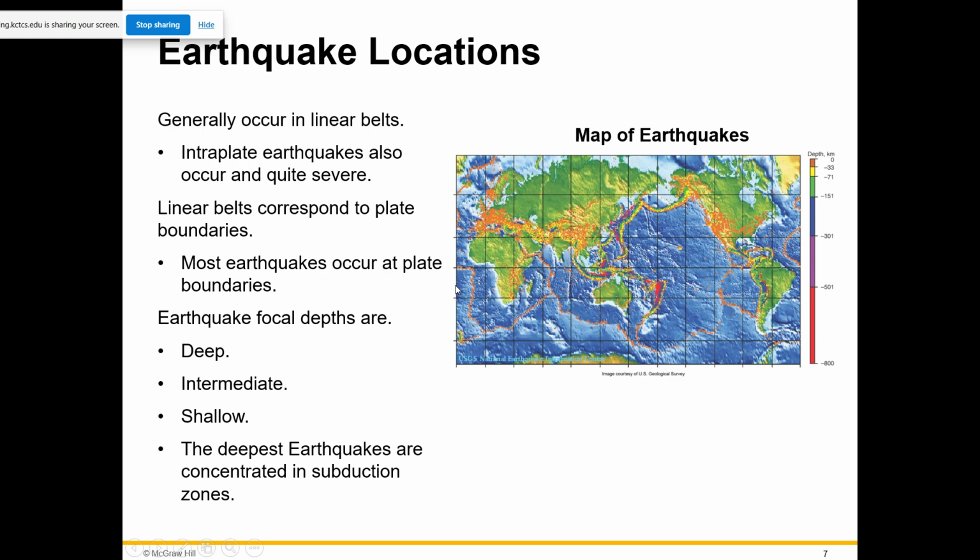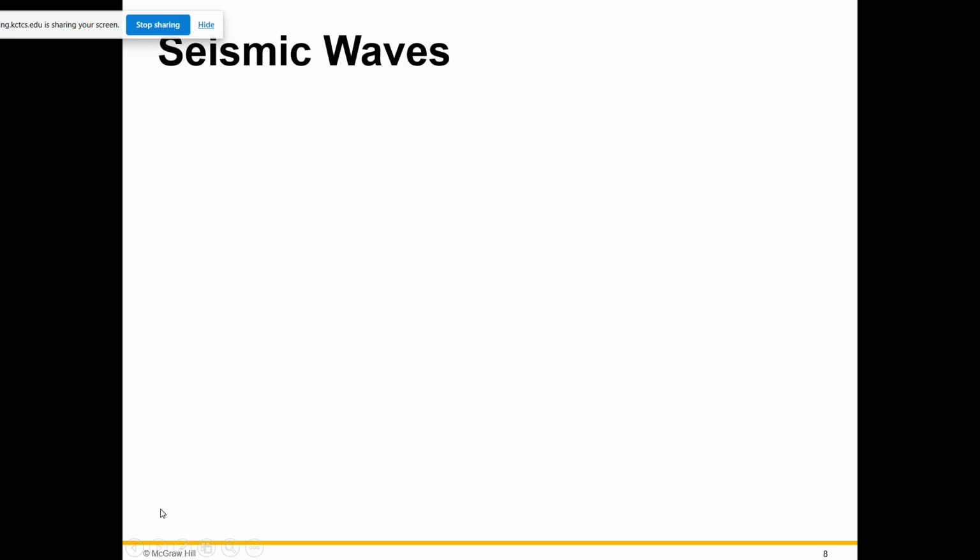All right, where are earthquakes? Again, much like volcanoes, mostly along the plate boundaries, but not always. We do have some within the plates, like our New Madrid fault, out here right by the Mississippi. It's actually very dangerous. And then the depths can be anywhere from shallow to deep. The deepest earthquakes happen in that subduction zone because you have that motion of that hard oceanic plate going so deep within the mantle there. And that is it for our introduction. Then we will move into seismic waves.